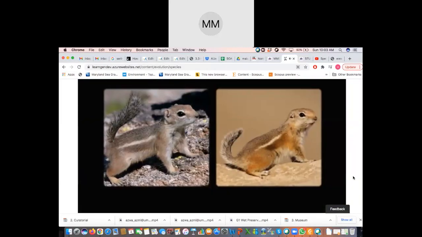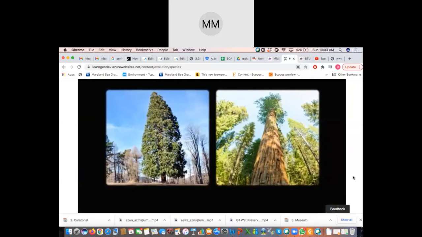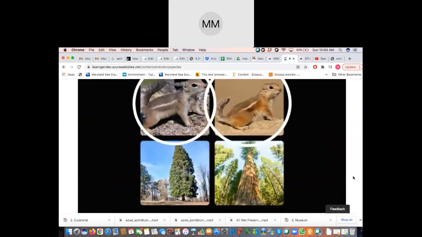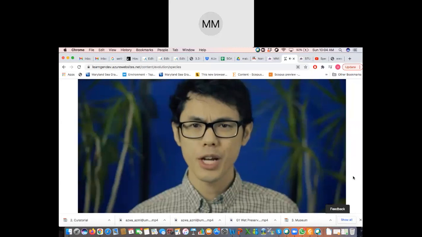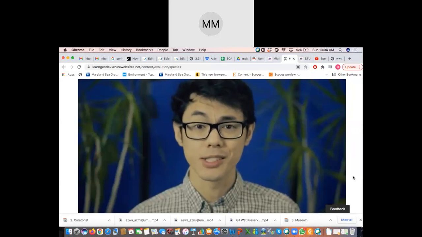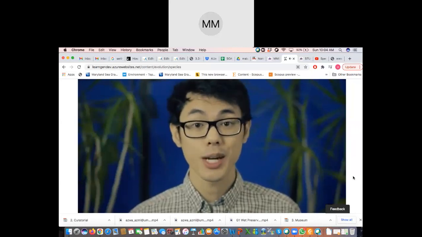But what about these squirrels? These trees? Turns out the squirrels are different species. The trees are the same species. But how do we know that? What is a species anyway? Depends on who you ask.